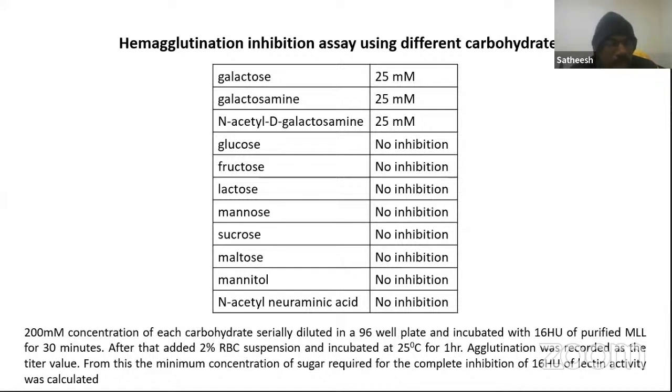Now what we have done, we have taken different sugars and incubated them with the lectin. After that, those incubated samples were used for the hemagglutination assay. So wherever it was galactose, galactosamine, and N-acetyl D-galactosamine, when we used 25 millimolar concentration, it was not able to do the inhibition.